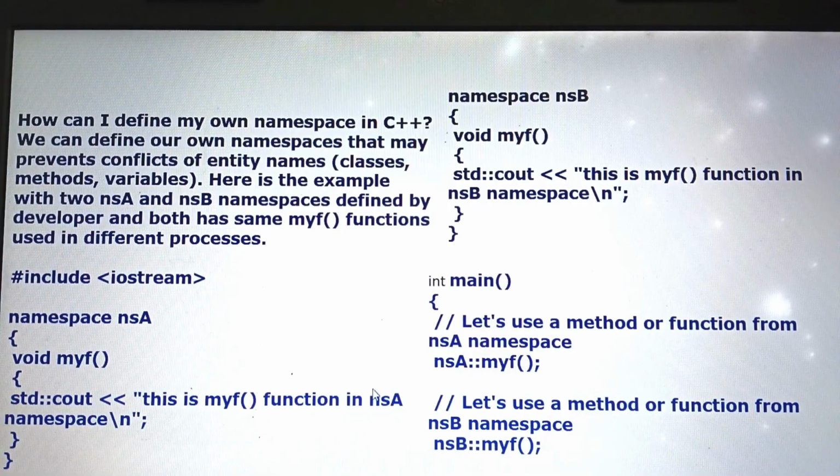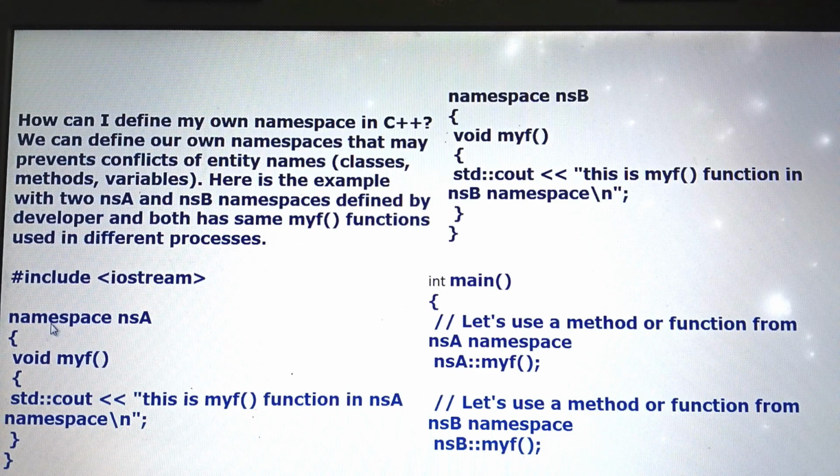Next, how can I define my own namespace in C++? We can define our own namespaces that may prevent conflicts of entity names, the same names. Here is the example. With the two namespaces here, NSA and NSB, both have the same function, used in different processes. See how to write that.